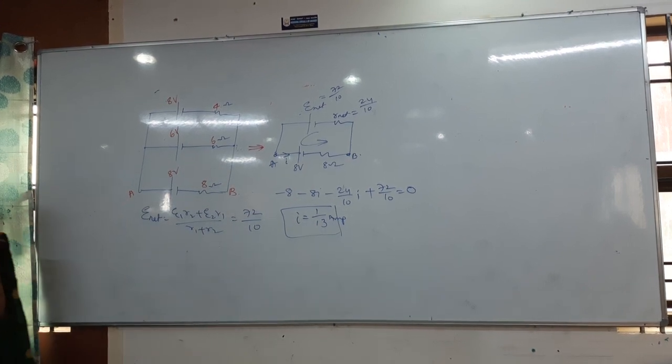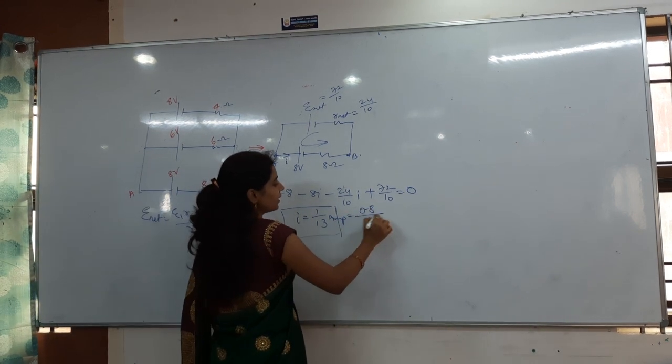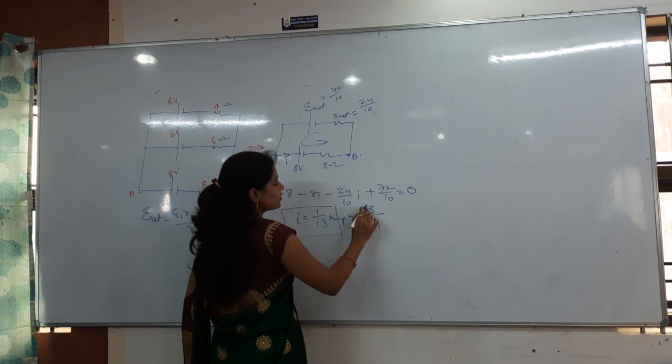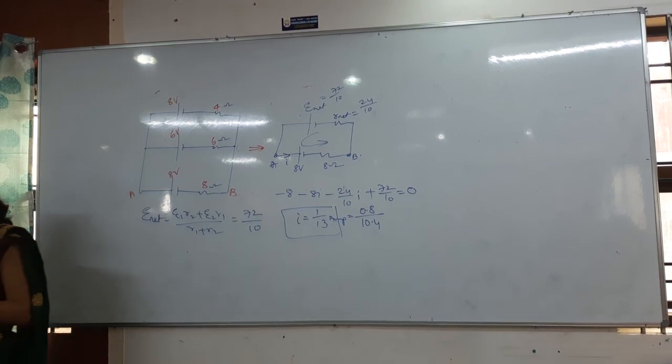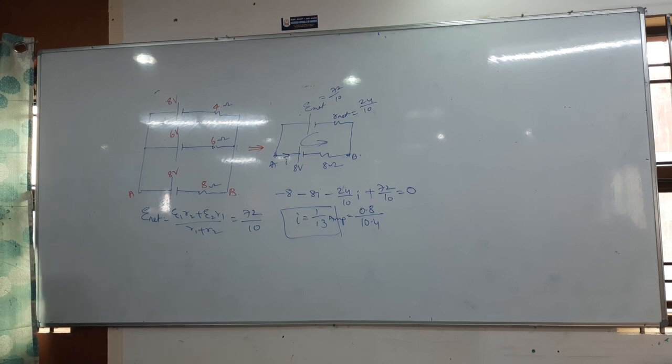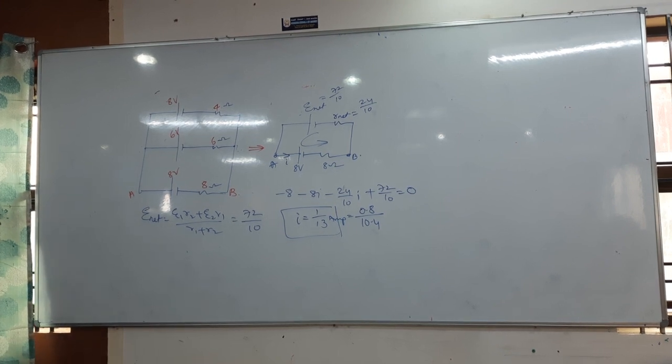1 by 13 is the answer, otherwise you can get it as 0.8 divided by how much? 10.4 also. 13 8s is 1.4. Correct? Huh? Are you there in the class? Yes. 8 by 104. Correct.